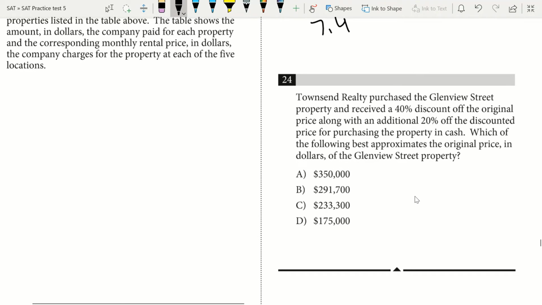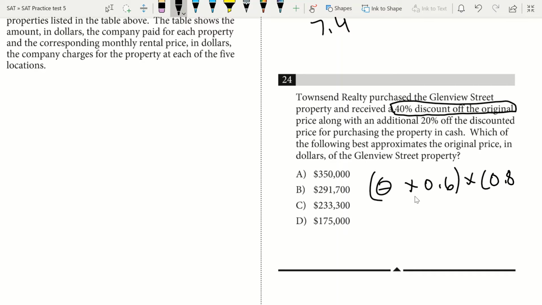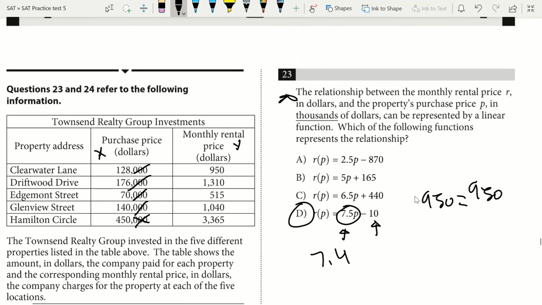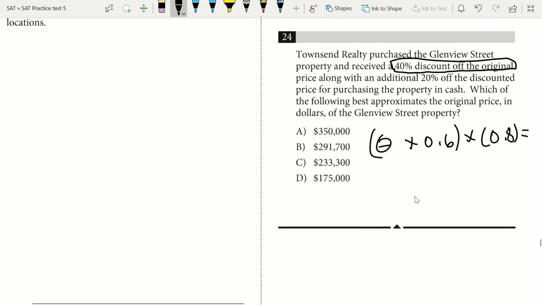Question 24. Townsend Realty purchased the Glenview Street property and received a 40% discount off the original price, along with an additional 20% off the discounted price for purchasing the property in cash. Which of the following best approximates the original price in dollars of the Glenview Street property? All right, well, we know our original price times 0.6, right? Because we got 40% discount off the original price. That's going to give us our discount price, which then received 20% off of that. 20% off of that means we're going to multiply by 0.8 to give us our purchase price, which we are told in that graph, Glenview Street, our purchase price was $140,000.